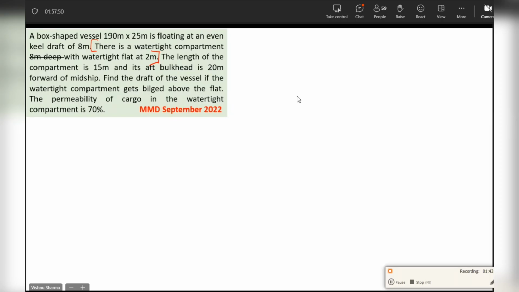If you open Captain Dubey's book, this question is a solved question in his book. And the way it is solved is as if this 8 meter deep is not there. What I have cancelled should be disregarded actually.